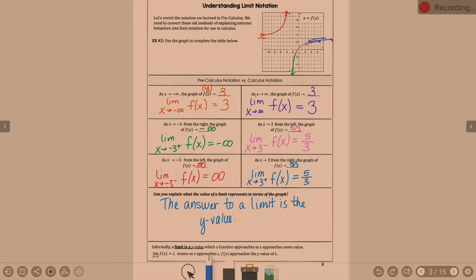Okay. Before I turn the page, informally, a limit is a y value which a function approaches as x approaches some value. The limit as x approaches c of f of x equals L means as x approaches c, f of x approaches the y value of L. And that, of course, is assuming L is a real number. Okay. Moving on. There's a lot.